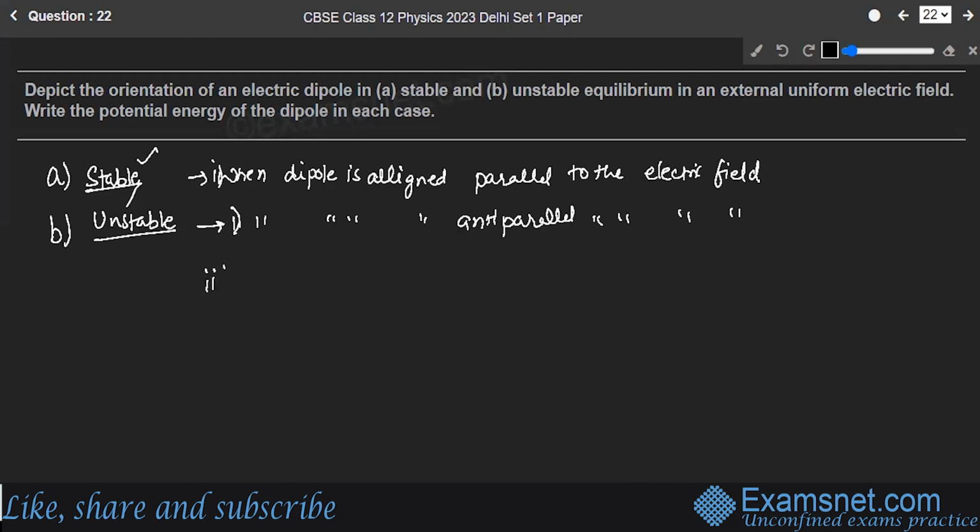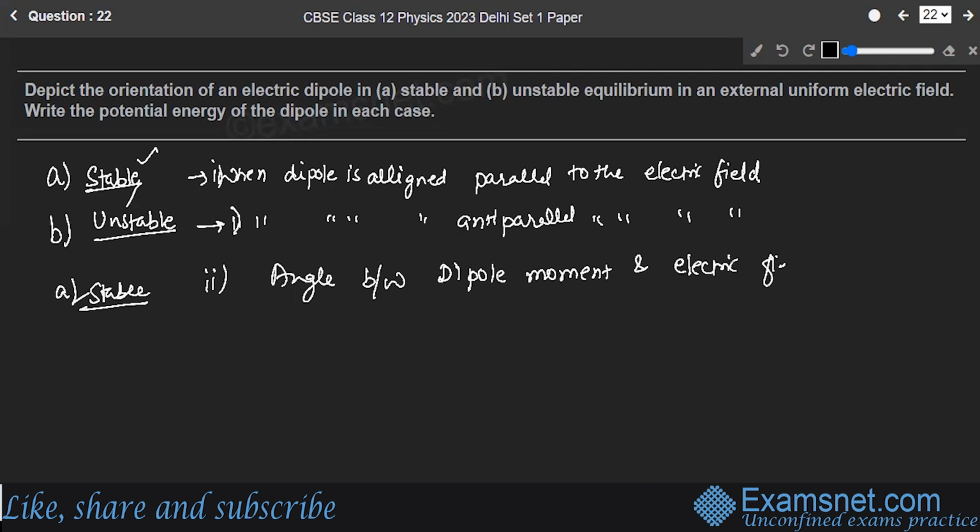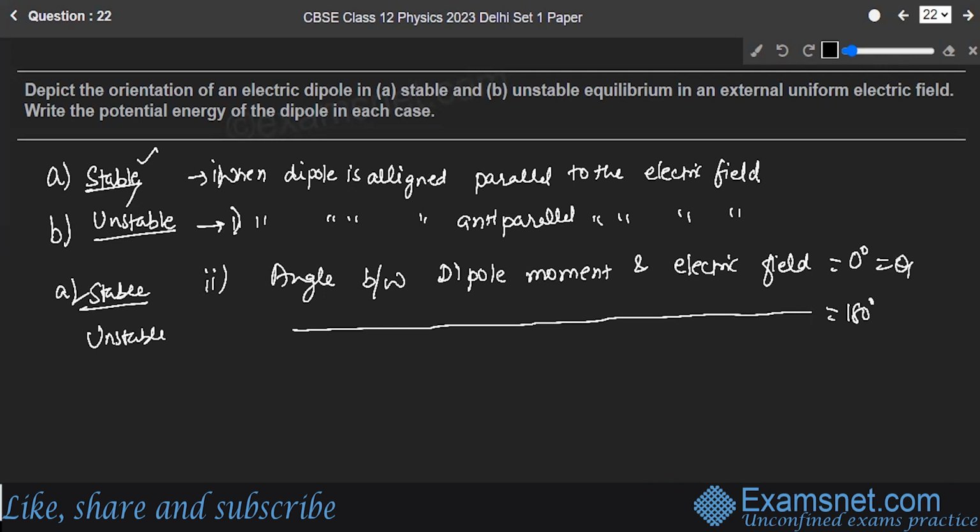And the second point, the angle between the dipole moment and the electric field is zero for the case of stable, and for unstable, the angle between dipole moment and electric field is equal to 180 degree. Right. Hope we are clear with this. So for the stable equilibrium, you have theta equal to 0 degree, and for the unstable, you have theta equal to 180 degree.